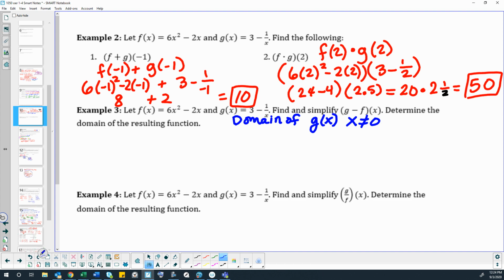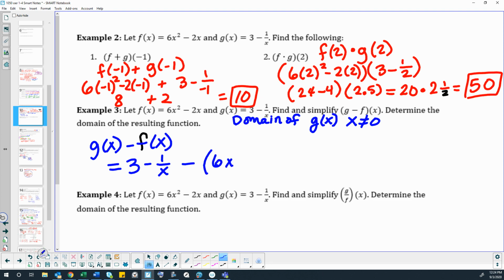Okay, so I guess the other difference between this problem and the ones we were doing is we were actually plugging in numbers. This time we're not plugging in actual numbers, we're just using the variables and the expressions we already have. So we're taking g of x and we're subtracting f of x. So we get g of x, let's make sure we start with the right one first. And then we're subtracting f of x.